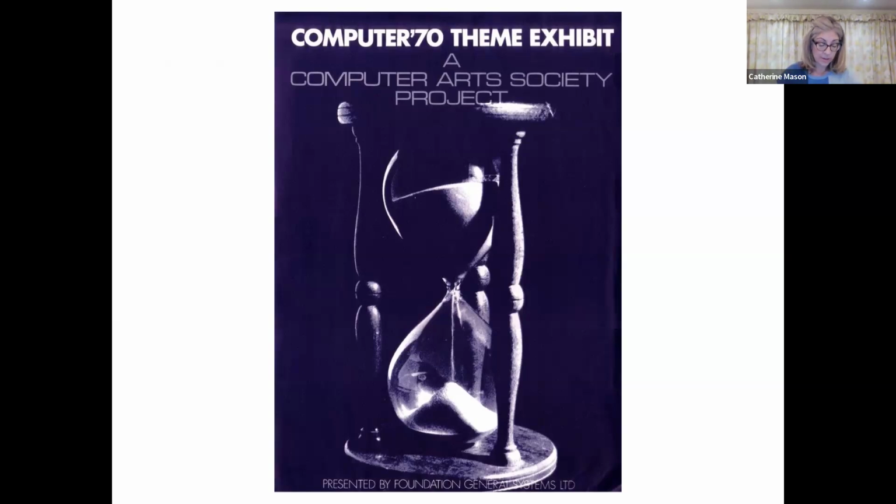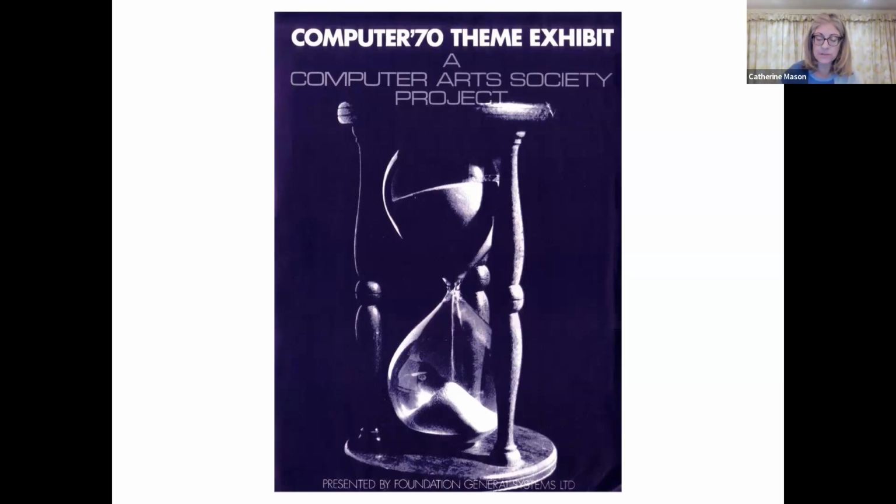Computer 70 was a trade show held at Olympia exhibition halls, and the organizers approached CAS and said, we want something that will show an unusual but important application of computing in a social context. And CAS members met for the very first time to consider what this might be in January of 1970. And there was a lot of discussion, and you can read some of this discussion in the book. I've reprinted an article that John Lansdowne wrote where he talks about the discussions. But eventually, the idea of a participatory game emerged.